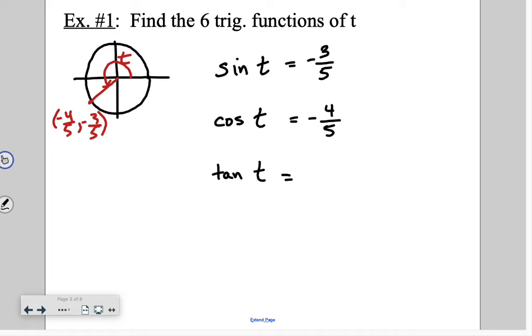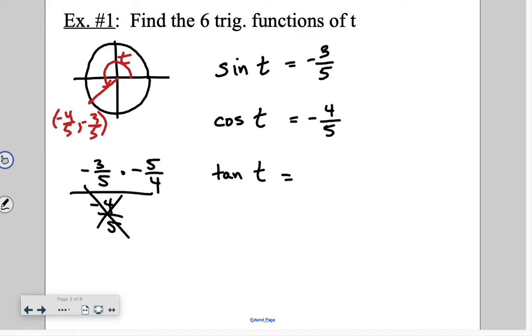By definition, tangent is sine divided by cosine. So we need to take these two answers and divide them. Okay? So if we do that off to the side, we have -3/5 divided by -4/5. And when you're dealing with fractions, what do you do when you divide by a fraction? Rather than divide by -4/5, I'm going to multiply by -5/4. Multiply by the reciprocal. Dividing by -4/5 is the same thing as multiplying by -5/4.